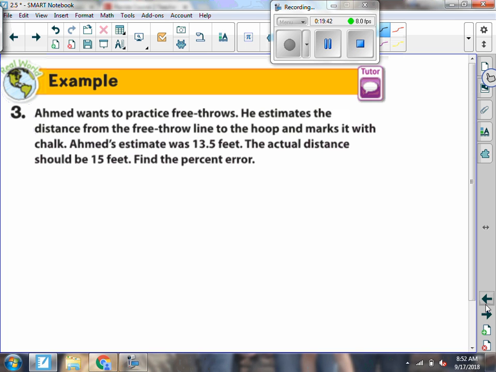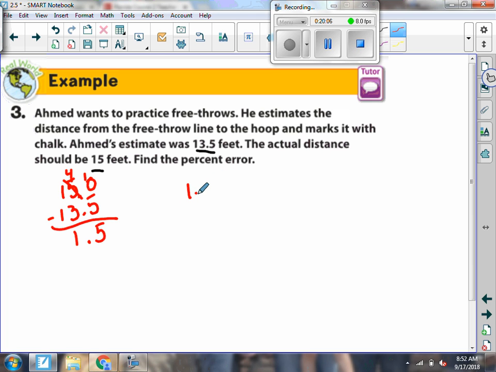Okay, so we're going to find the difference in our two numbers, our amount of error, so how much we're off by. I'm going to subtract 15 minus 13.5. So I have to add a 0. I have to carry my 1. So 10 minus 5 is 5. Bring down my decimal. 4 minus 3 is 1. Okay, so we're off by 1.5 feet.